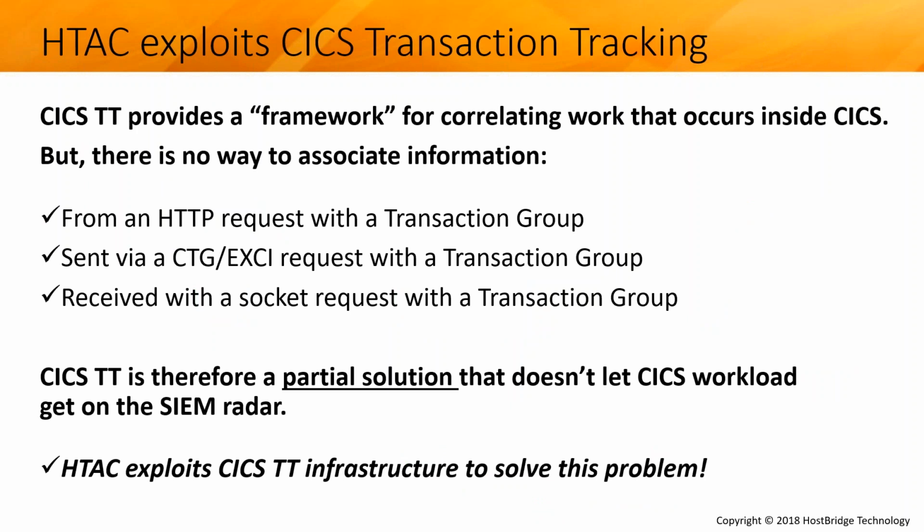Now, one of my favorite new features of CICS that came along in recent releases, kind of started in the late version 4 timeframe and then grew and became more robust in version 5, is CICS transaction tracking. Now, what transaction tracking does is it provides a framework to correlate work that occurs inside of CICS, so that if transaction A starts transaction B and it starts transaction C, and you have this whole correlated workflow or sequence, what transaction tracking does is wrapper that entire flow as a transaction group and assigns it a unique transaction group ID.